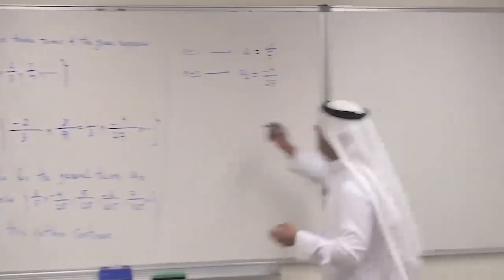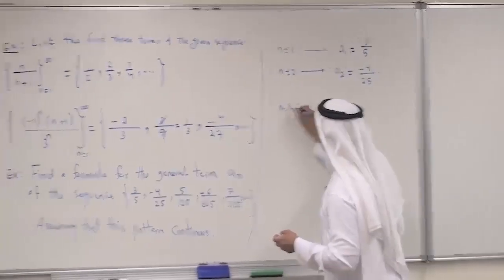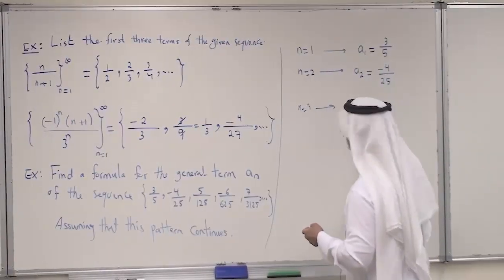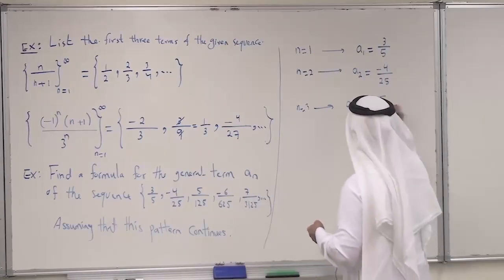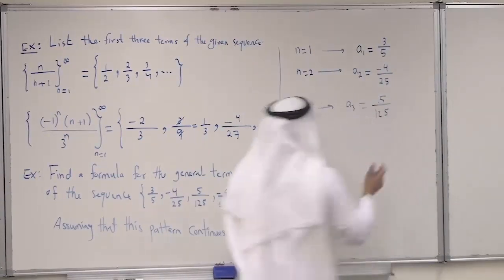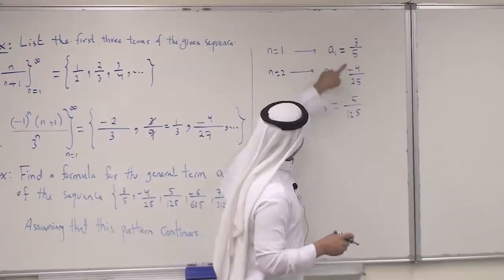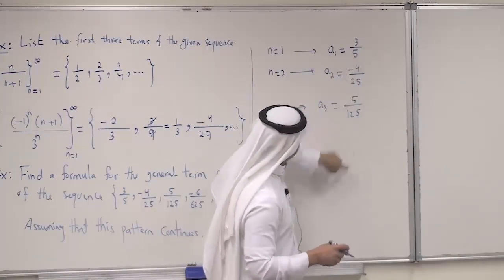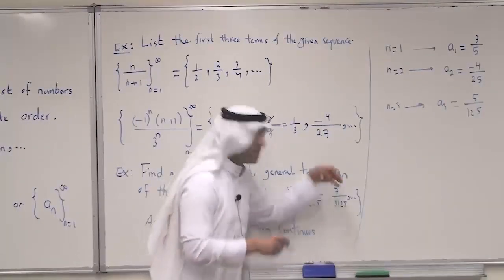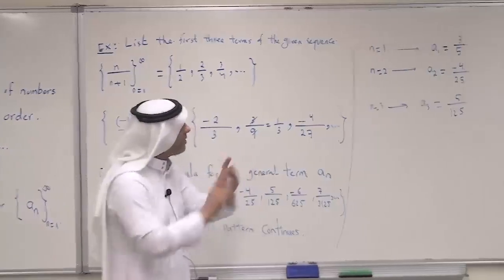So let us see now. n equal to 3, a3 will be equal to 5 over 125. So I can see now 3 things are moving. The sign: positive, minus, plus, minus, plus, minus, plus, minus. You can see it from here. Plus, minus, plus, minus, plus. So next one would be minus. So I need to take care of this.